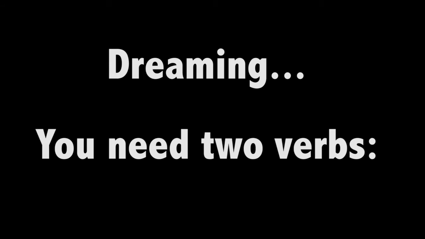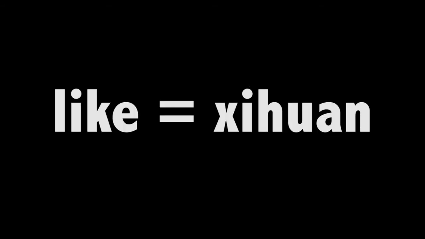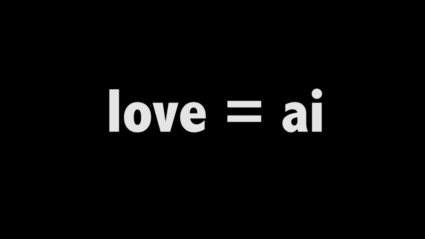And now that you made such a wonderful Chinese friend, you start dreaming. And in your dream you need two verbs. To like is 喜欢, 喜欢 and to love is 爱. If ever you don't understand somebody in Chinese, then you just say what? 什么? Now let's have a look at a visualization of your dream.